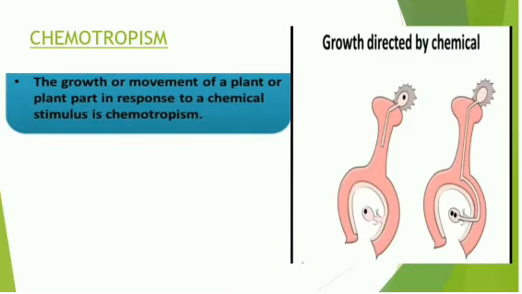Then what happens? This pollen tube will be released. See how the pollen tube is getting ready, because the pollen should get inside the ovule. So that is the reason the pollen tube is getting ready, because of some chemicals released by the ovules. So this is what? Chemotropism.